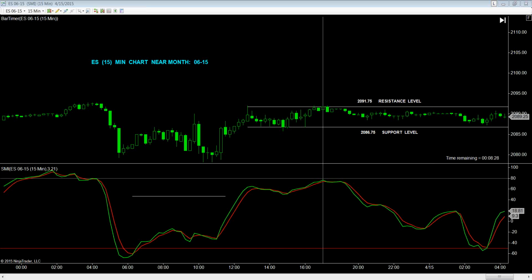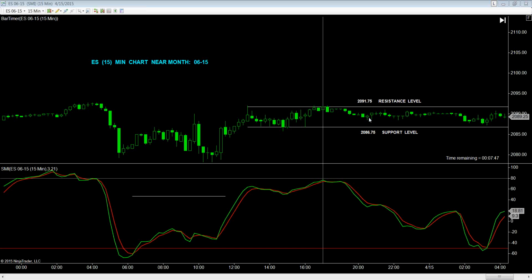Now, we are looking at a trading channel that's been established here between 2091.75 and 2086.75. You are seeing a 15-minute chart of the New York contract month that's being traded now, June 2015. I want you to notice how the volatility has been greatly reduced within this channel because of the overnight session inactivity. Here is the session break as identified by the vertical line, and to the right of it, it's clear to see almost immediately the volatility slows down.